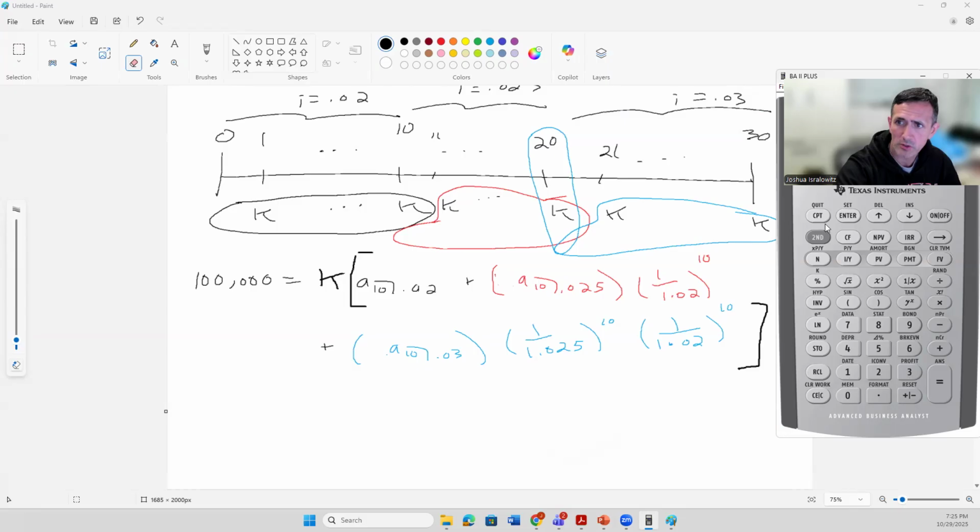Just change the interest rate, times 1.025 to the minus 10, times 1.02 to the minus 10, store that in the 3 spot. No, we don't need to do that, but really just take this plus 2 plus 1, and we get basically 21.60.